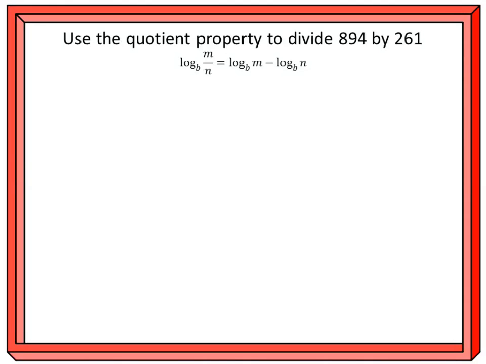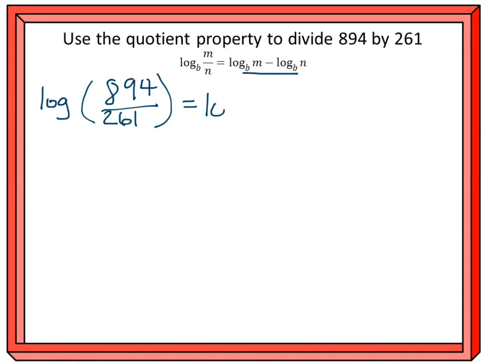Here's question 2 on the Being John Napier project. So we're going to use the quotient property in order to divide these two numbers. So let's go ahead and set it up as if we were going to divide the numbers: 894 divided by 261. So rather than just divide those numbers, we're going to take the log of this quotient. And then using the quotient property here, this takes a division problem and turns it into subtraction.